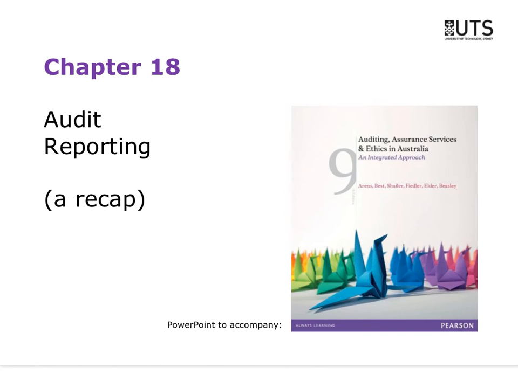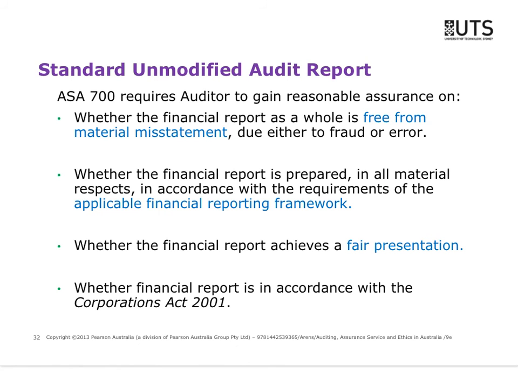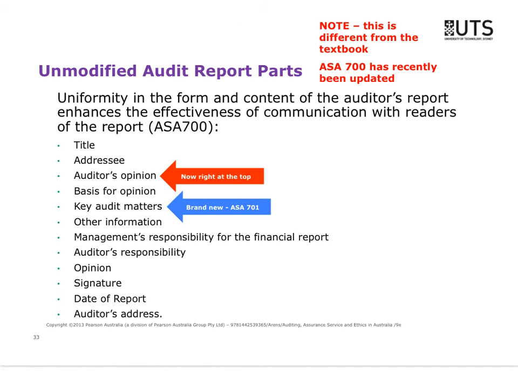All right, a recap of audit report. We should already know all this. ASA 700 is the basic unmodified and unqualified audit report. You could use the word unmodified, you could use the word unqualified. This is the big tick, right? Everything looks good, everything is true and fair, everything is in accordance with the AASBs.